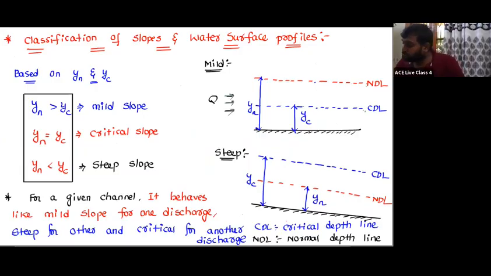Similarly, if you observe, in the case of the steep also, the first profile is there, second profile is there, third profile is there. How many profiles are there? 3 profiles. Whatever the profile that is above NDL CDL, whether it is a mild or steep, and between NDL CDL and below NDL CDL. So the entire flow can be divided into 3 profiles based upon these.